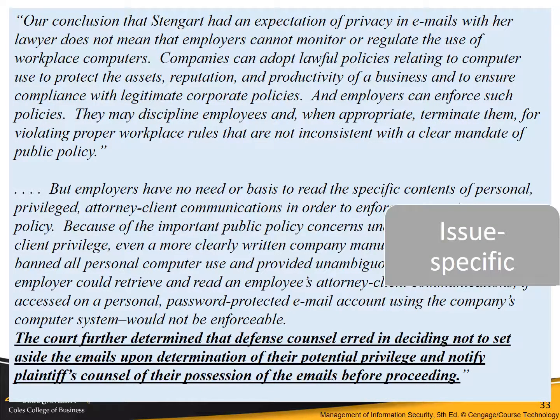Finally, the court said, quote, the defense counsel erred in deciding not to set aside the emails upon determination of their potential privilege and notify plaintiff's counsel of their possession of the emails before proceeding. Thus, there were several errors made by trial courts, as noted by the New Jersey Supreme Court. Using this case, we can develop better InfoSec policy rules in the organization.